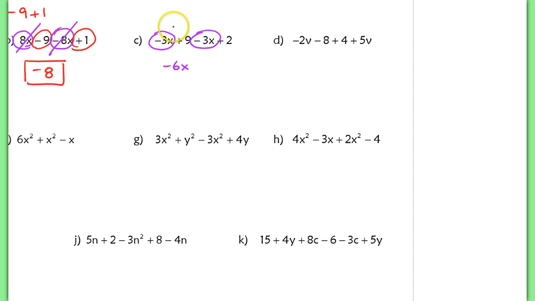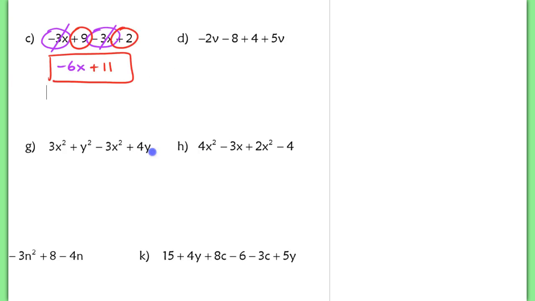Then once I'm done with those, I usually cross them out so I know I move on to the next terms. Then I have a positive 9 and a positive 2. So I type in my calculator 9 plus 2. I don't need to write in plus 9 because I can't type that into my calculator. So since it's already positive, I just assume it's just 9 plus 2 and I get positive 11. So I write negative 6x plus 11. And this would be my final answer because these are not like terms, so I can't combine them.